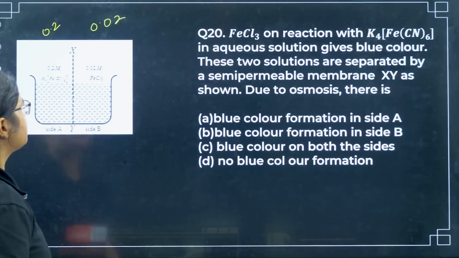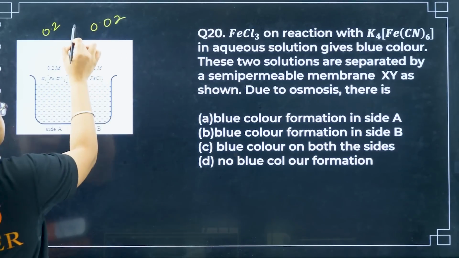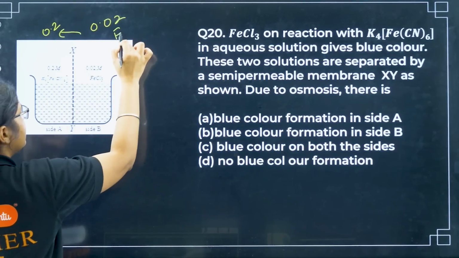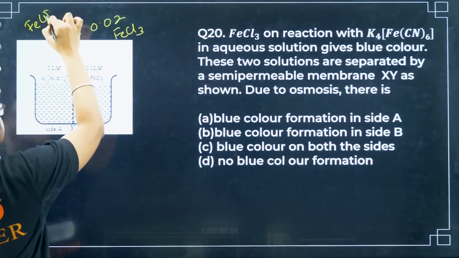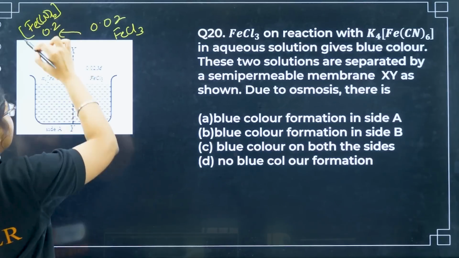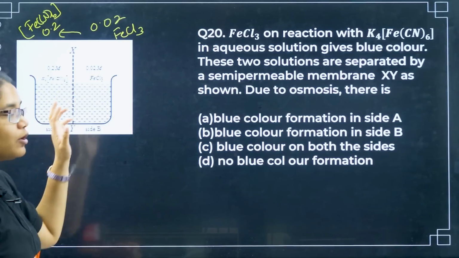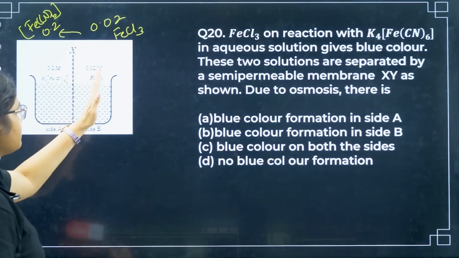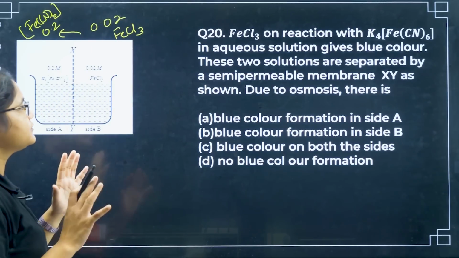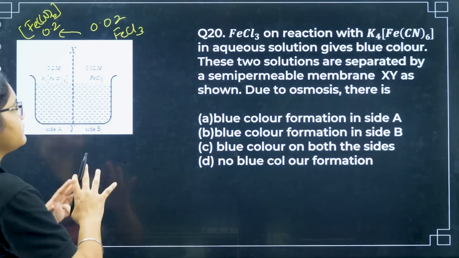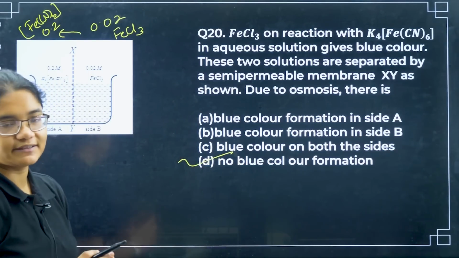Okay. So now what will happen? This is less concentrated, so water will flow from this side to this side, right? This side I have FeCl3 and this side I have K4[Fe(CN)6], right? But if you remember, in osmosis only the solvent molecules will participate, not the solute molecules. So water will flow from this side to this side, but there is no flow of FeCl3. So if there is no solute going across, then there will be no reaction, no color change, so no blue color formation will take place.